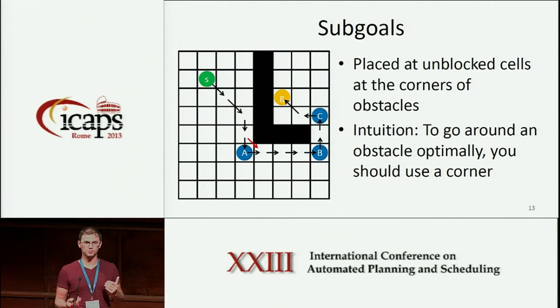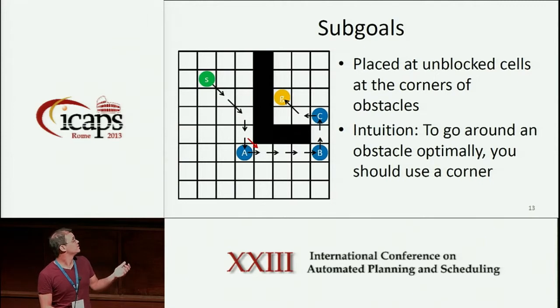So with these movement rules and movement costs, the optimal way of going around obstacles is by using its corners. So that's where we place the subgoals, A, B, and C here. If we had allowed the movement shown here with the red arrow, then we wouldn't be placing a subgoal at A, but we would be placing it in the 2 cells that the arrow connects.